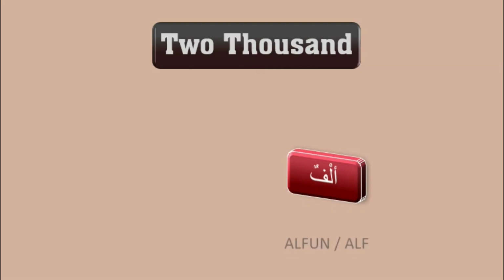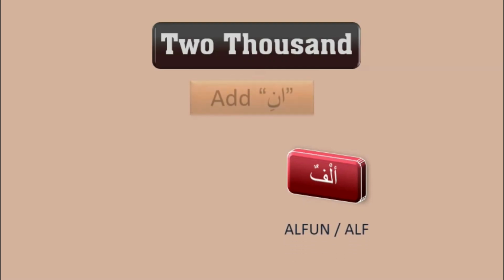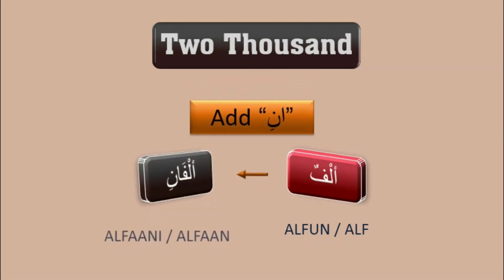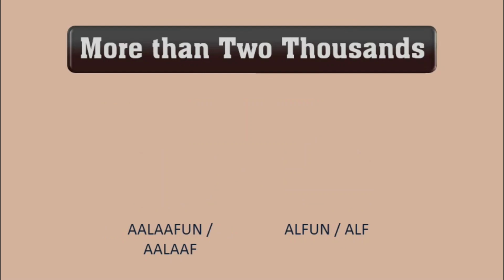Now to make 2000, we have alfun or alf, and now we want to say 2000. So what we will do, we will just add ani at the end. So alf, we add ani, it becomes alfani. So alfun 1000, alfani 2000.